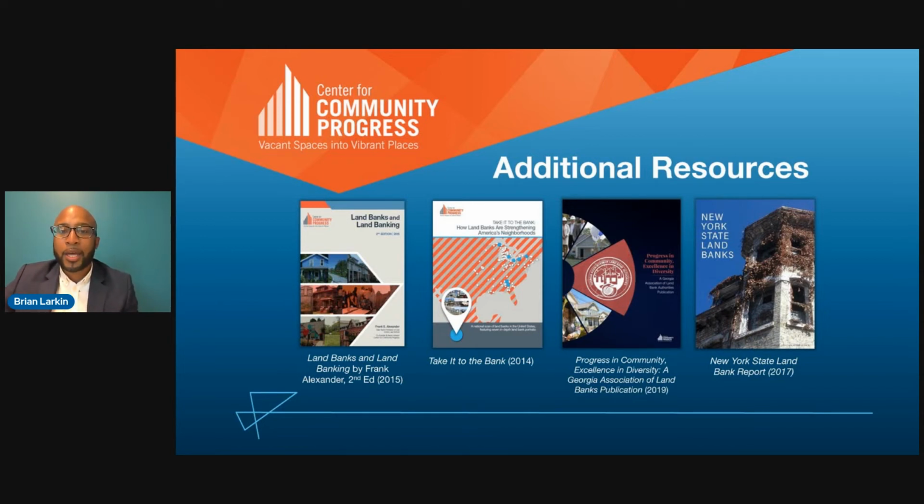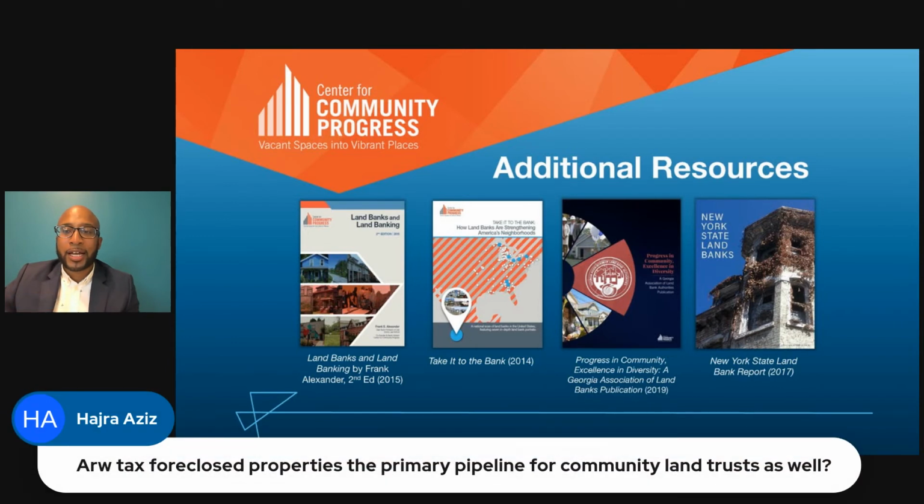So I'll start at the top. The first one that I see came across here, and some of these questions may have been answered already, so I'll go quickly. We have one that said, are tax foreclosed properties the primary pipeline for community land trusts as well? Not necessarily. And I will never claim to be the foremost expert on community land trusts. But when you're looking at that tax foreclosed pipeline, land banks have a specific tool that allows them to get them in an affordable way.